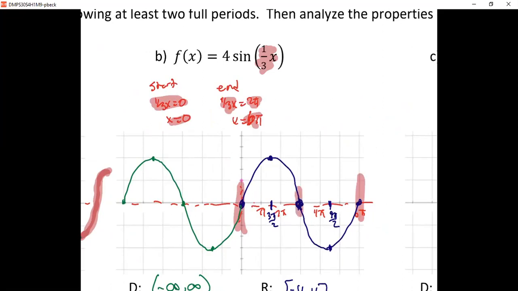Again, cut it into fourths. So half of 6 pi is 3 pi. Half of 3 pi is 3 pi over 2. And then if we add 3 pi over 2 to 6 pi, we get 9 pi over 2. This is a positive sine graph with a dilation of 4. So 0, peak, 0, trough, 0.